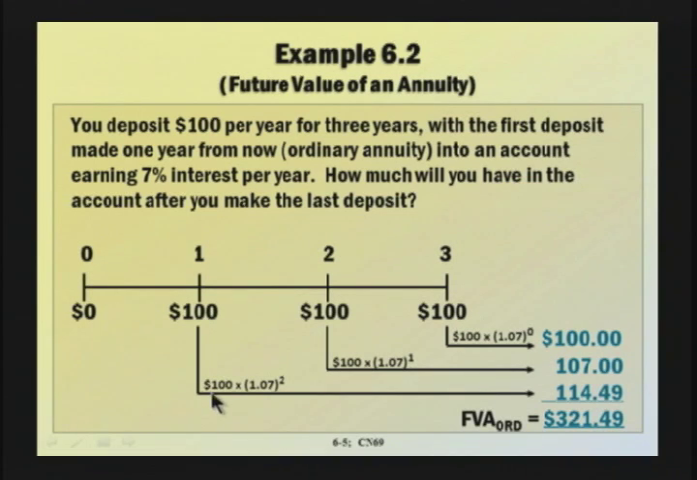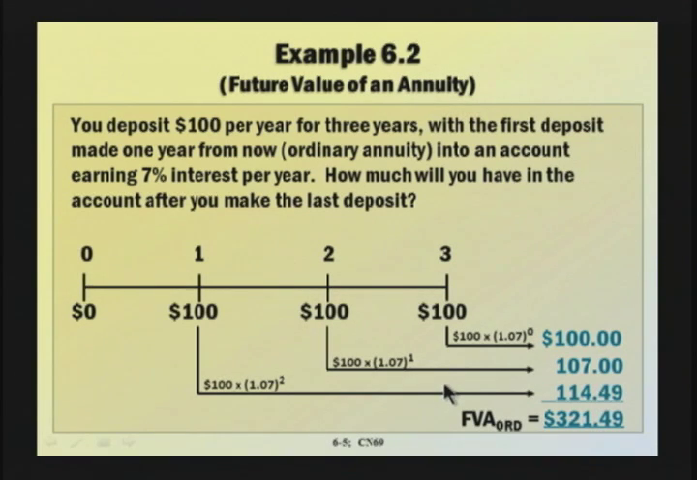So this first payment of $100 would earn 7% interest for 2 years, and it individually will be worth $114.49. The second payment earns 7% interest for 1 year and grows into $107. Then the third payment earns interest for no periods at all, no time. Anything to the 0th power is 1, so that payment is just worth its $100 amount because the annuity ends at that point in time.